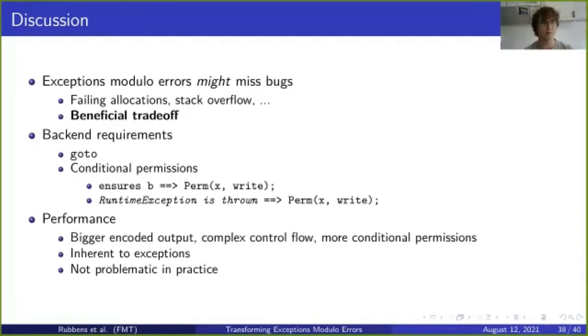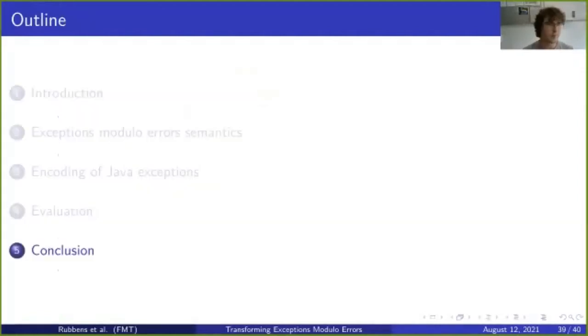However, we think this is also inherent to using exceptions because it just causes more complicated control flow. And these inflations are not problematic in practice. So while they increase, the outputs are not necessarily that much bigger. They don't cause more problems than they already do.